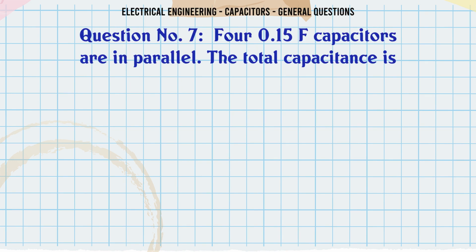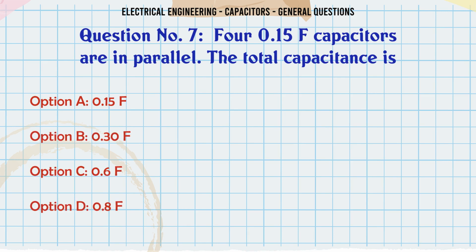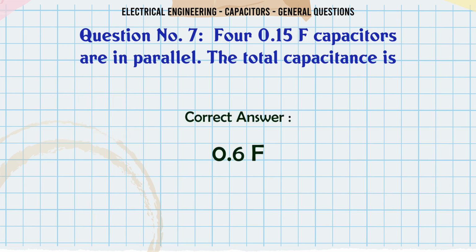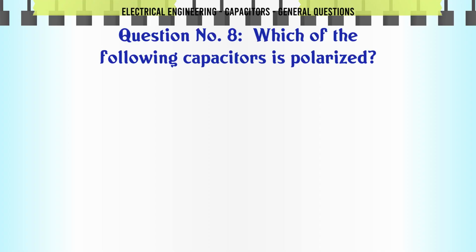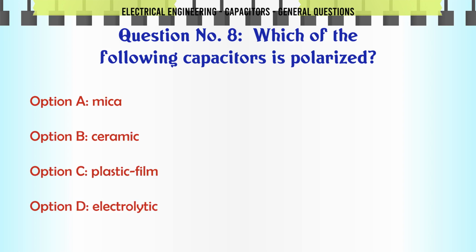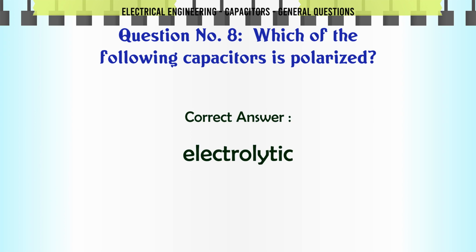Two 0.15 µF capacitors are in parallel. The total capacitance is A 0.15 µF, B 0.30 µF, C 0.6 µF, D 0.8 µF. The correct answer is 0.6 µF. Which of the following capacitors is polarized? A mica, B ceramic, C plastic film, D electrolytic. The correct answer is electrolytic.